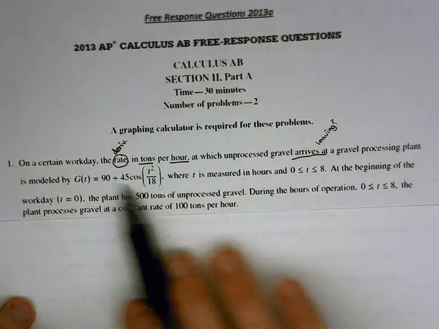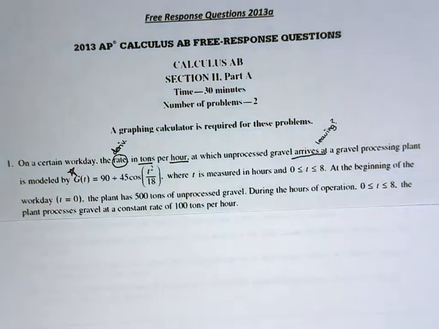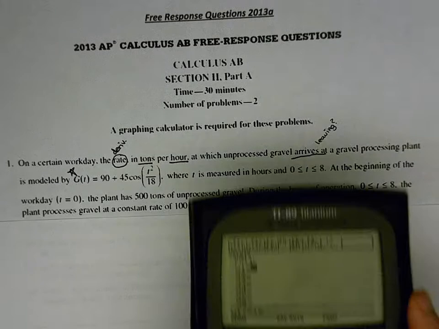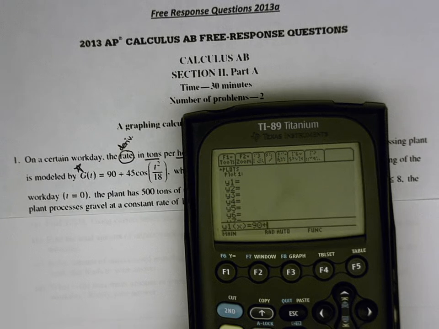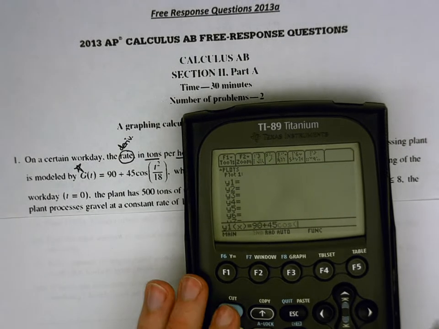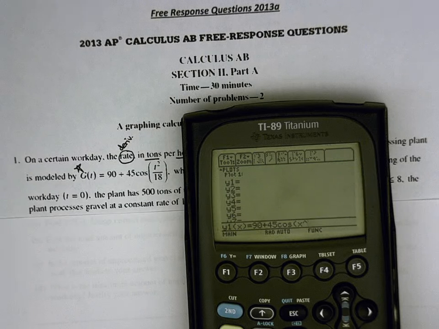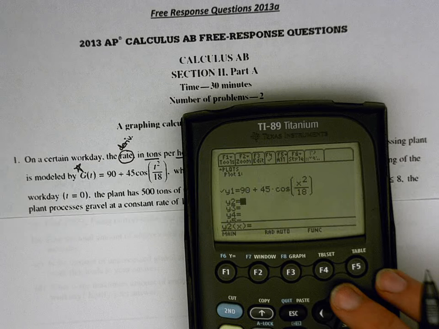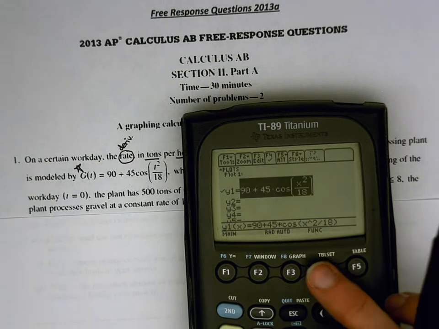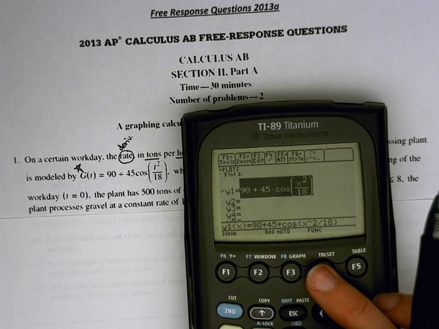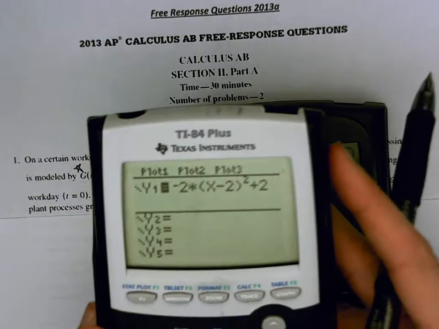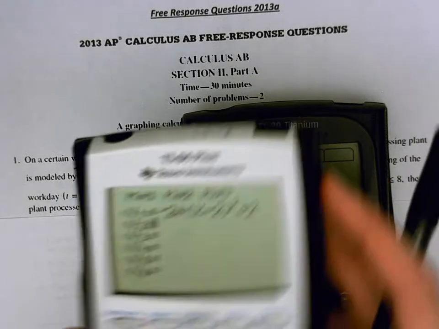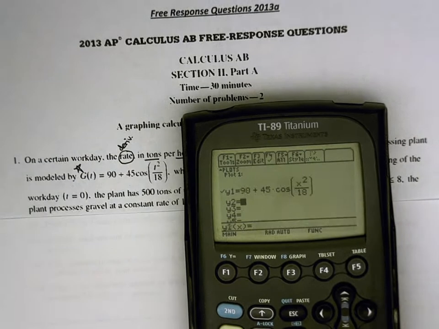Okay, and then of course I am going to recognize that I've got a function here. And I usually start with plugging that into my graphing calculator. 90 plus 45 cosine of my t squared, which I'm going to call x squared, divided by 18. Because if I end up not needing that one, I can always go up and unhighlight it. That's F4 on the 89s. On the 84s, that would simply mean going over the equal sign and unhighlighting it by clicking enter, if you didn't want your calculator to use it. But for now, I'm going to leave it.